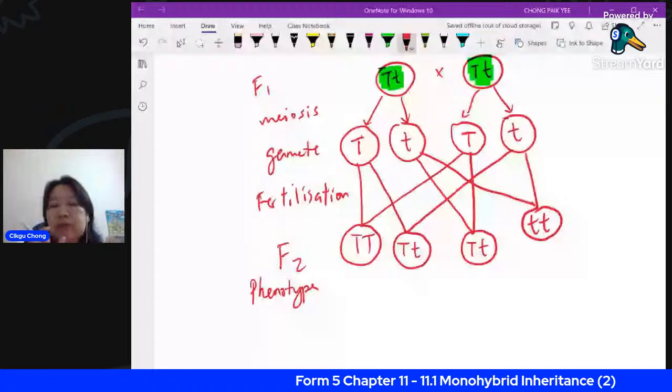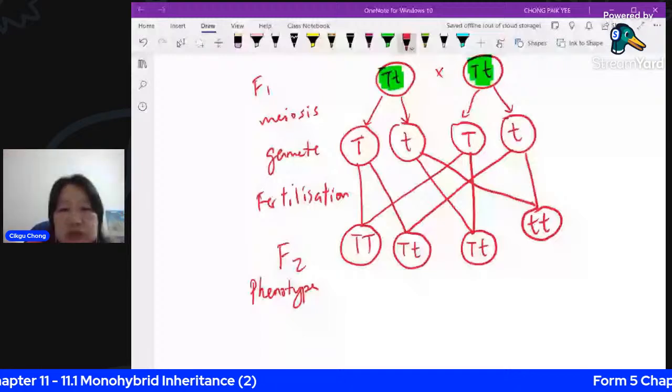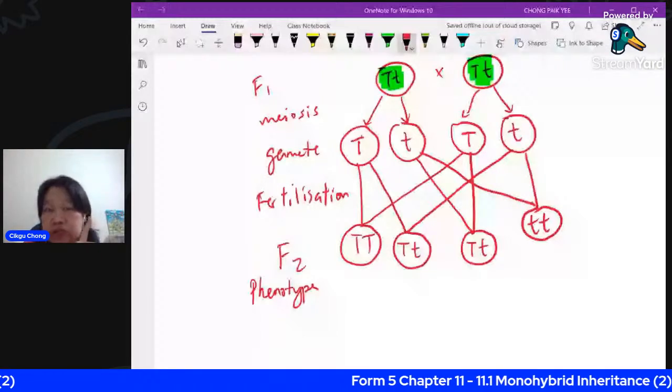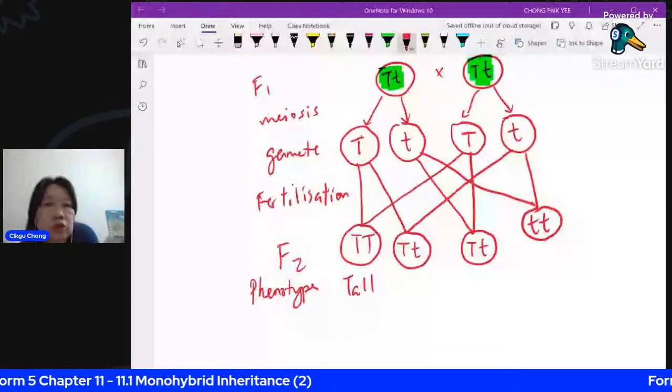If you have capital T, what does that mean? Is it tall or is it short? So this one is tall. This is because just one dominant is enough to show. You don't need to have 2. So this is also tall. The recessive will not show. It will not manifest itself because it's not strong enough. Once you have a dominant, it will show the dominant already.